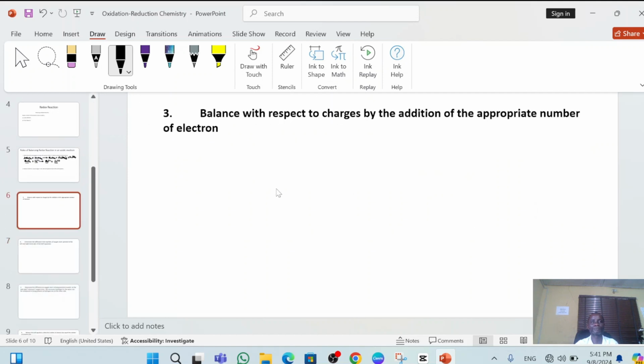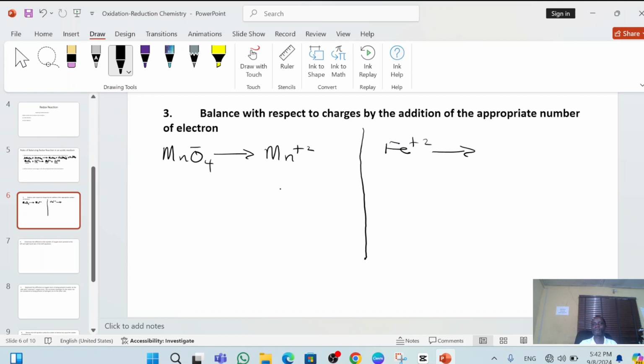The third principle states that you balance with respect to the charge by adding an appropriate number of electrons. In this case, we are going to divide the equation into two aspects in terms of reduction and oxidation. Let's use this side for reduction. We have manganese reduced to manganese 2 plus. Here, iron 2 plus oxidizes to iron 3 plus.